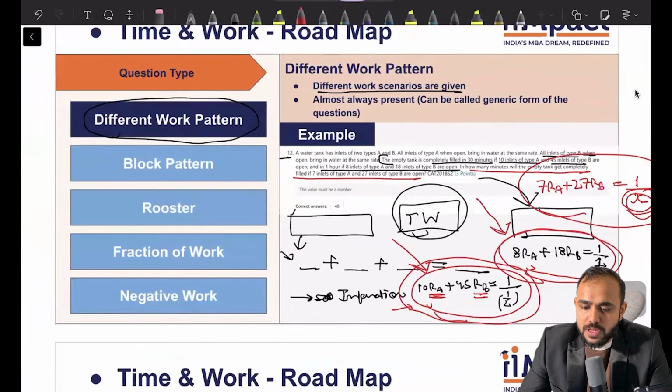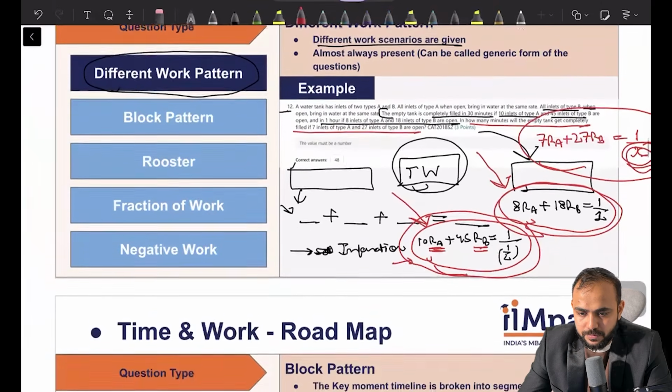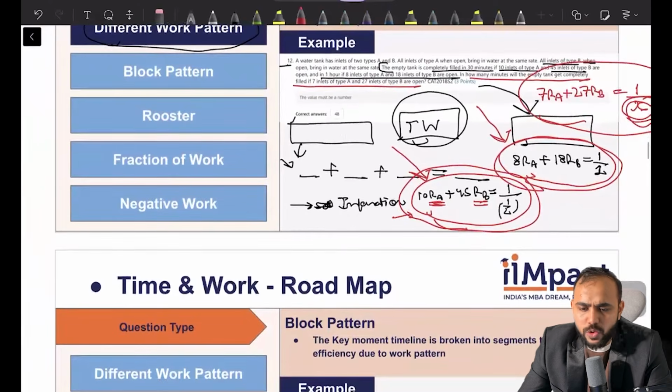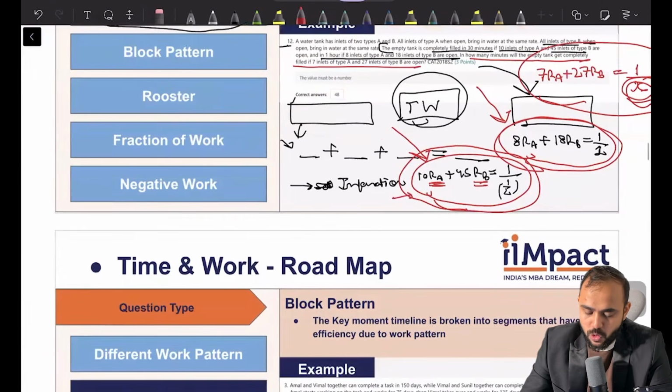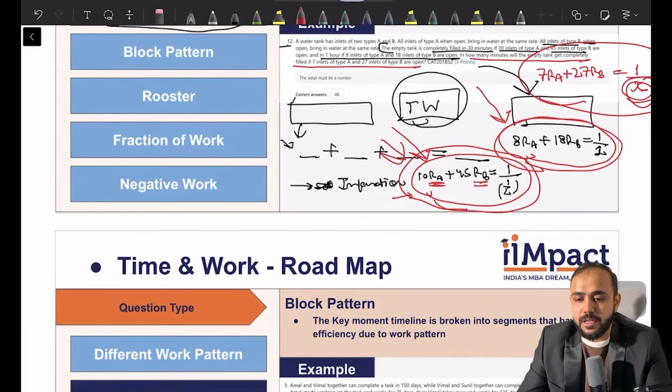Now, how you solve this, again, it's up to you. You can probably solve this using the LCM method as well. You can break it down. You can take it in terms of minutes. You can take it in terms of liters. It's up to you. The point that I'm making here, I'm not solving this question. The point I'm making is the distinction between the work patterns that they can give you. Is that clear?